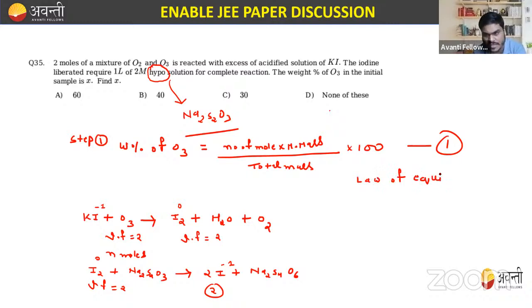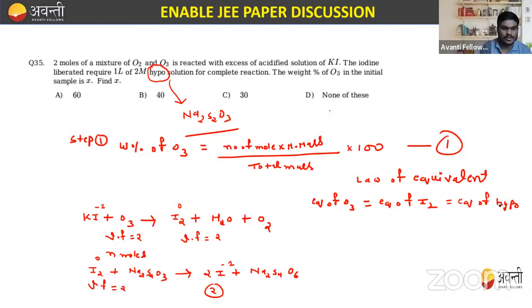What is the law of equivalent state? Okay, beta. So according to the law of equivalent, equivalent of O3 is equal to equivalent of I2, and equivalent of I2 itself is equal to equivalent of hypo solution. Now we know that equivalent of O3. What is equivalent of O3 beta? How can you calculate equivalent now?